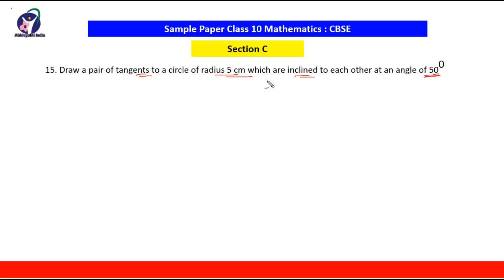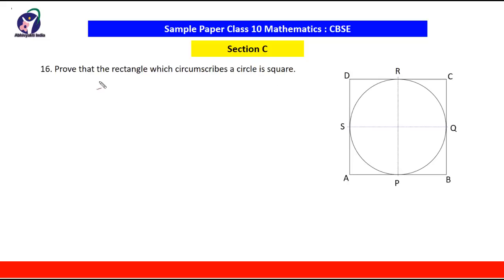So now we will move to the next question. Here is another question. Prove that the rectangle which circumscribes a circle is a square. It is said that a rectangle that circumscribes a circle is a square. It means here we have to show that ABCD is a square because it is circumscribing a circle.